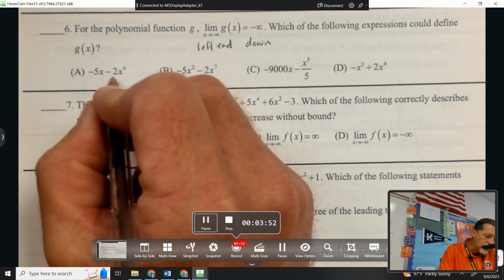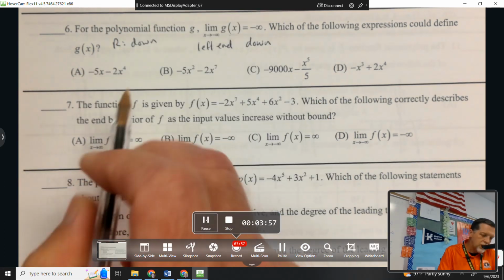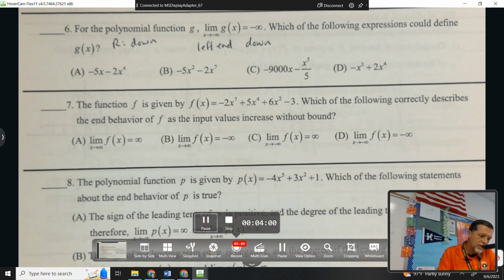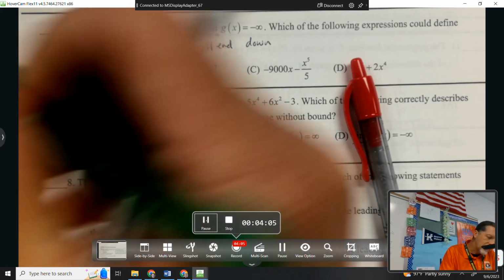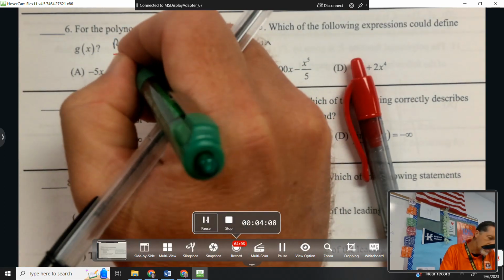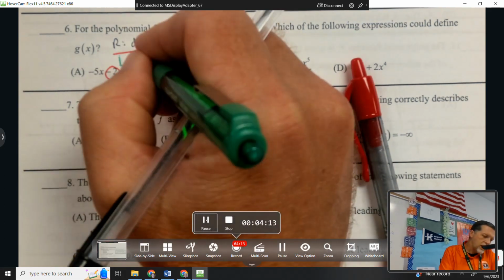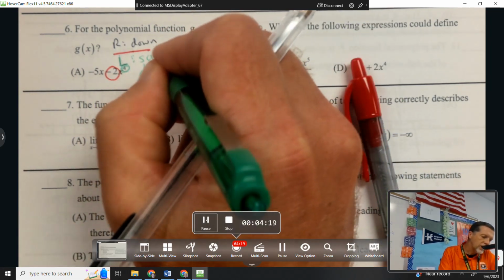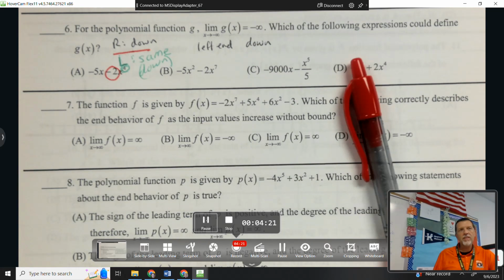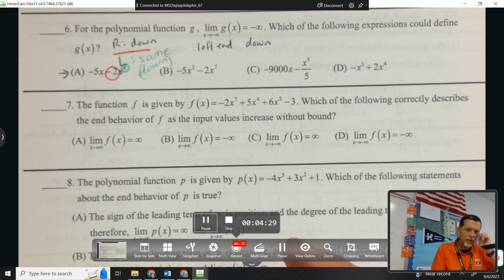Part A, or answer choice A, the right end would be down because of the lead coefficient. Right end is down because of that. What about the left end? If it's to the fourth, my first conclusion is that means it's the same, which in this case is down. So even means same, odd means opposite in terms of end behavior. So I think we got it right there. That's the one. Let's keep going though in case I messed that up.